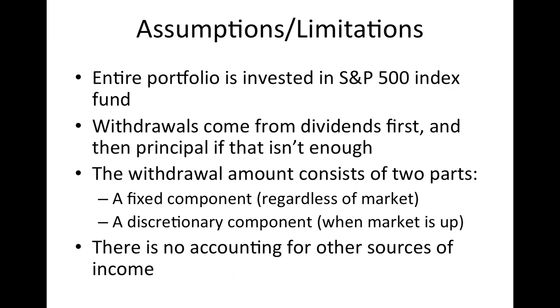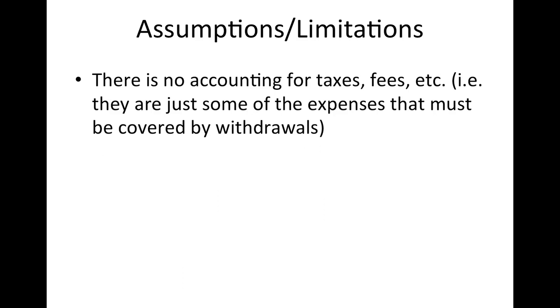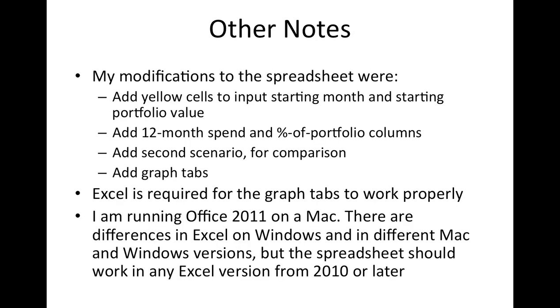And the whole point of the article is to show the effects of a variable withdrawal strategy where a fixed amount is withdrawn every month, rain or shine, and when the market is up only, a discretionary amount is also withdrawn. And there's no accounting for any other sources of income such as Social Security, pensions, and so forth. So taxes and fees are not accounted for, so those would just be expenses that must be covered by withdrawals.